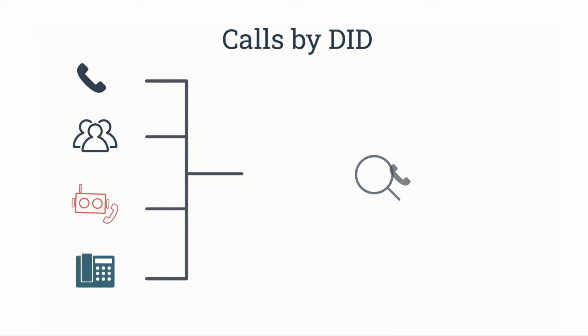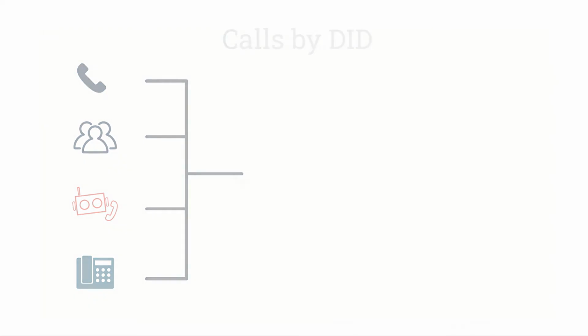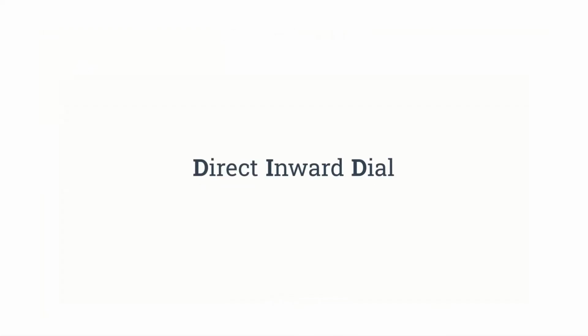The Calls by DID report tracks incoming call activity to phone numbers, including direct calls and those leading from auto attendants, call queues, and ring groups, regardless of who handles the call or how the call was handled. DID stands for Direct Inward Dial, which refers to employees' phone numbers.